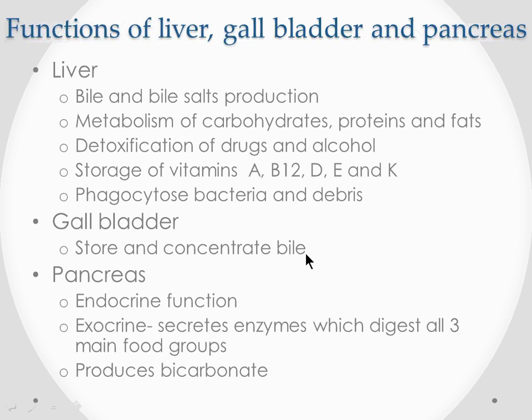So here are some of the functions of the liver and the gallbladder and the pancreas. I mentioned that about the liver and the gallbladder. The pancreas has an endocrine function, exocrine. It secretes a lot of enzymes which digest all three food groups, proteins, carbohydrates, and fats. And it also produces a lot of bicarbonate to neutralize the acid from the stomach.